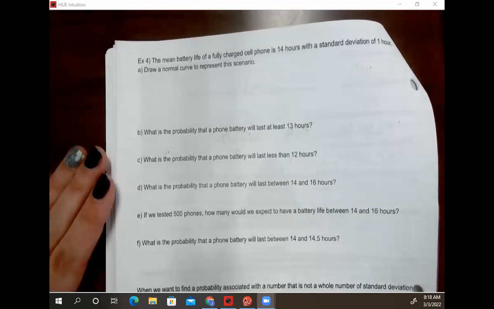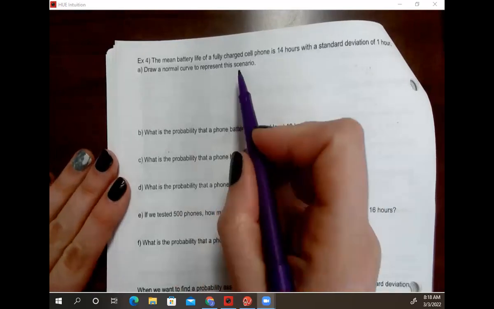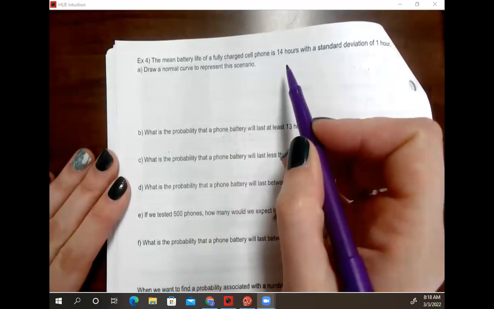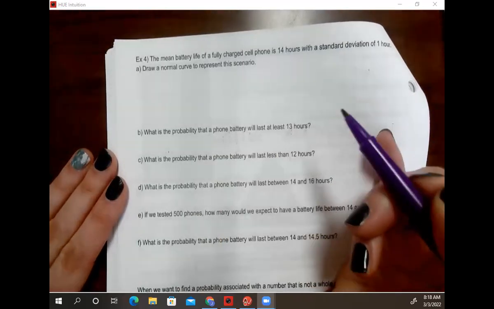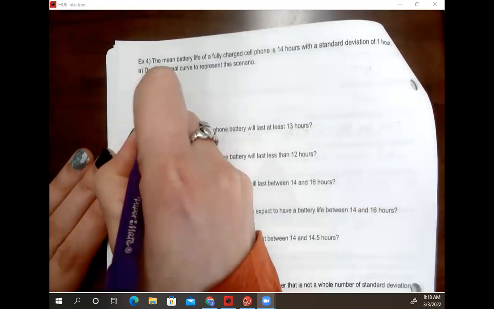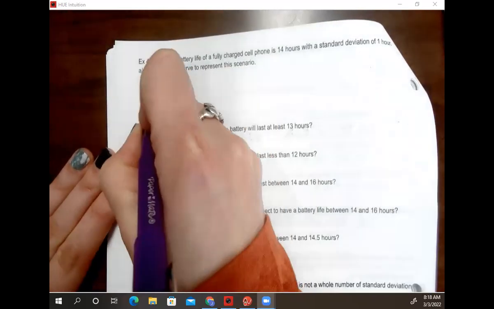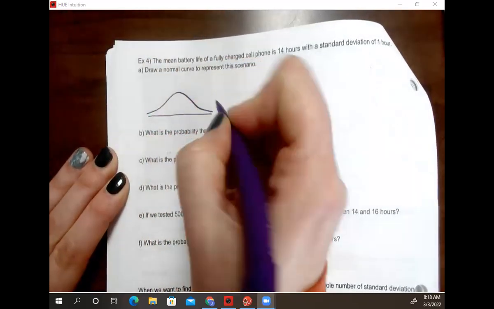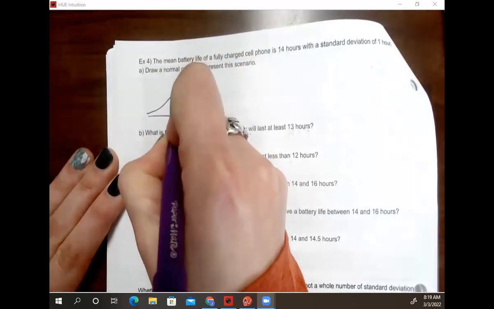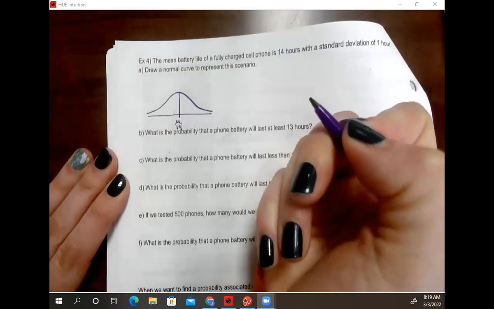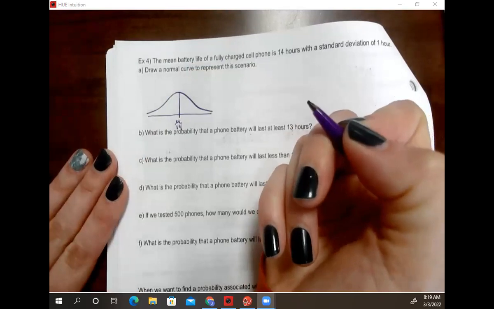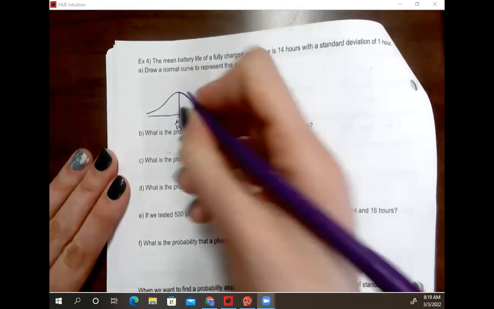Example 4 on page 22 says that the mean battery life of a fully charged cell phone is 14 hours with a standard deviation of 1 hour. Draw a normal curve to represent this. So we did this last time. Get my x-axis in there, draw my curve. I know my mean is under the highest part, and it says my mean cell phone life is 14 hours. So the calculated average for these cell phone batteries is 14 hours.